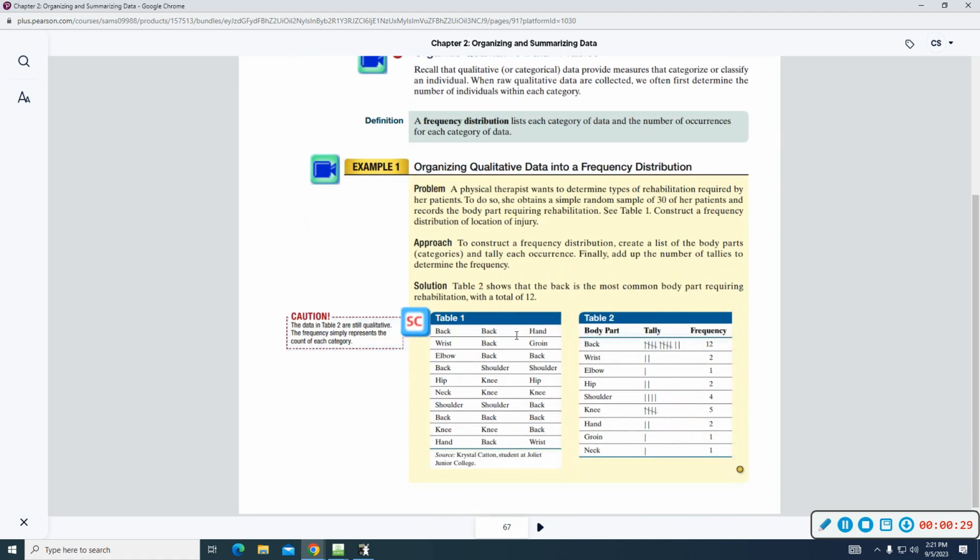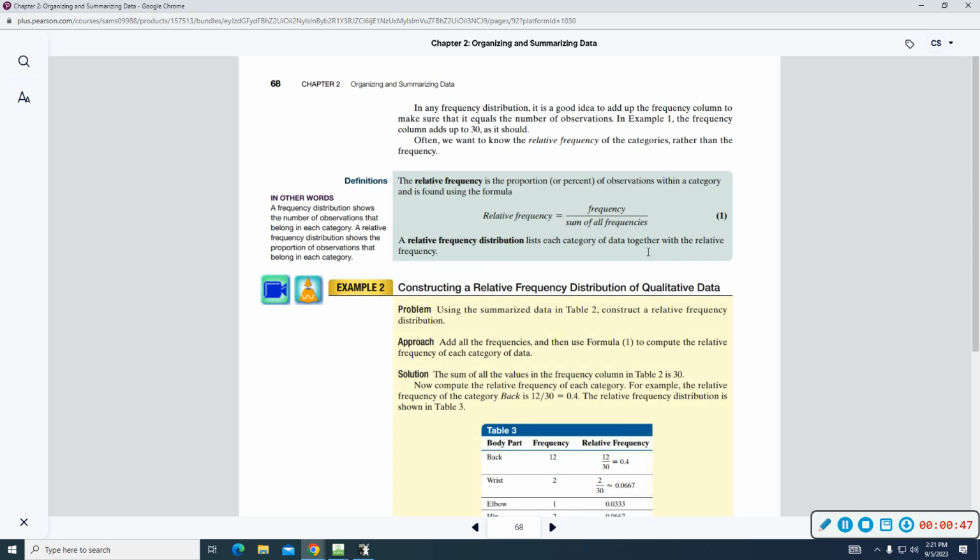So here's an example. You got some body parts listed. You have a tally of how many times that body part was listed, and then we have a frequency. So the frequency just counts each of those categories. We have relative frequency. Relative frequency takes up everybody that was in the sample. So for example, there was 30 in that previous example, and then it puts the frequency of each specific category over the total and gets a proportion or percentage.